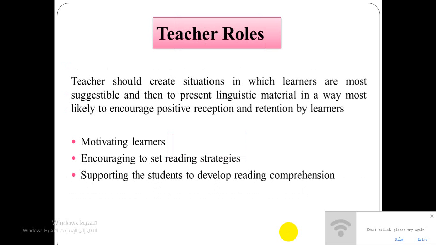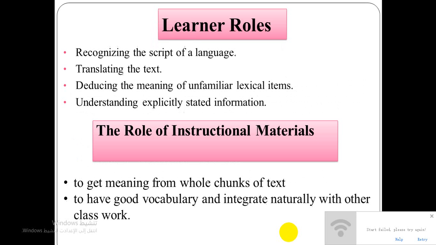A teacher's role, yes. In this approach, the teacher should create situations in which learners are most suggestible, and then present linguistic material in a way most likely to encourage positive reception and retention by learners. So the teacher is motivating learners, encouraging them to set reading strategies, and supporting the students to develop reading comprehension.